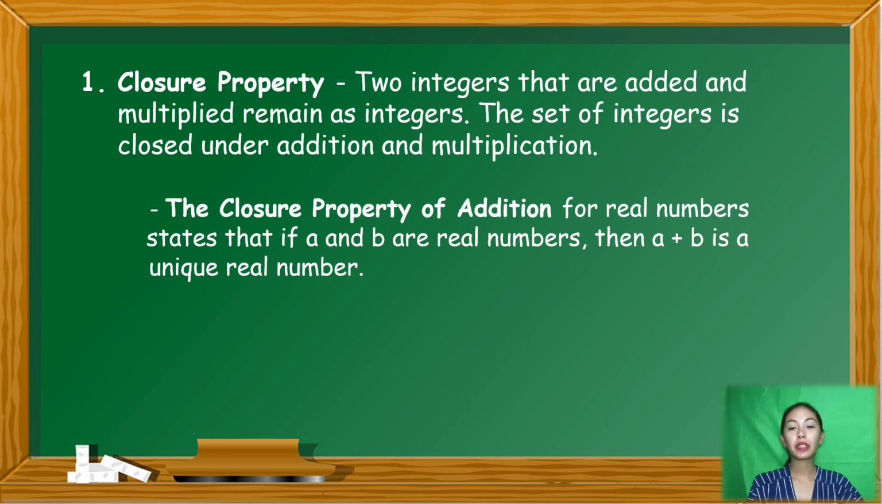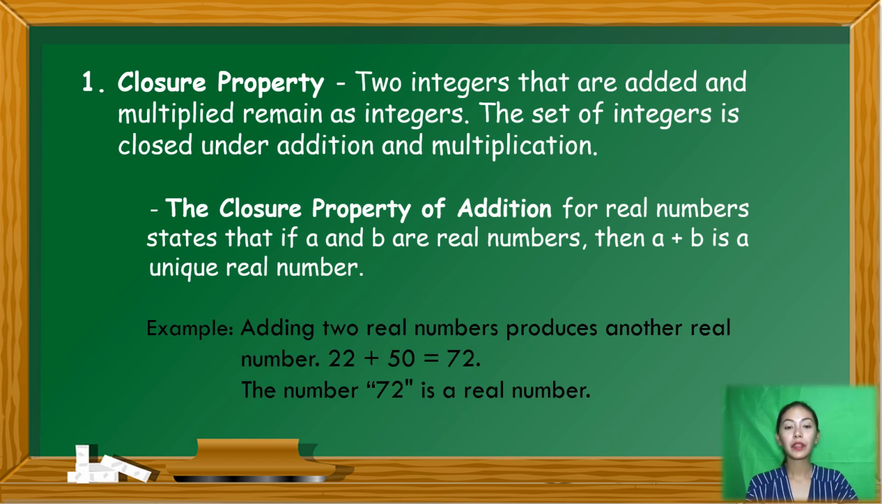The closure property of addition for real numbers states that if A and B are real numbers, then A plus B is a unique real number. Example: adding two real numbers produces another real number. If we have 22 plus 50, the answer is 72, and 72 is a real number. It is a unique real number. Thus, it satisfies the closure property of addition.